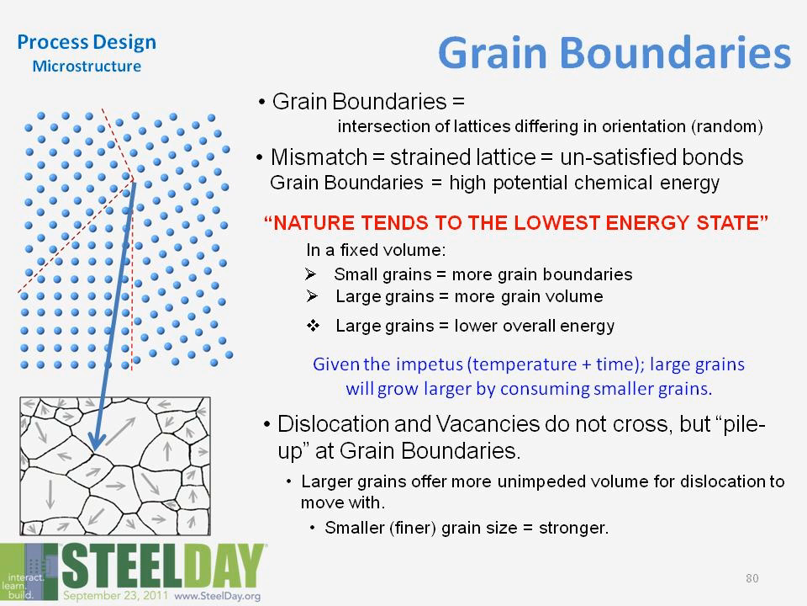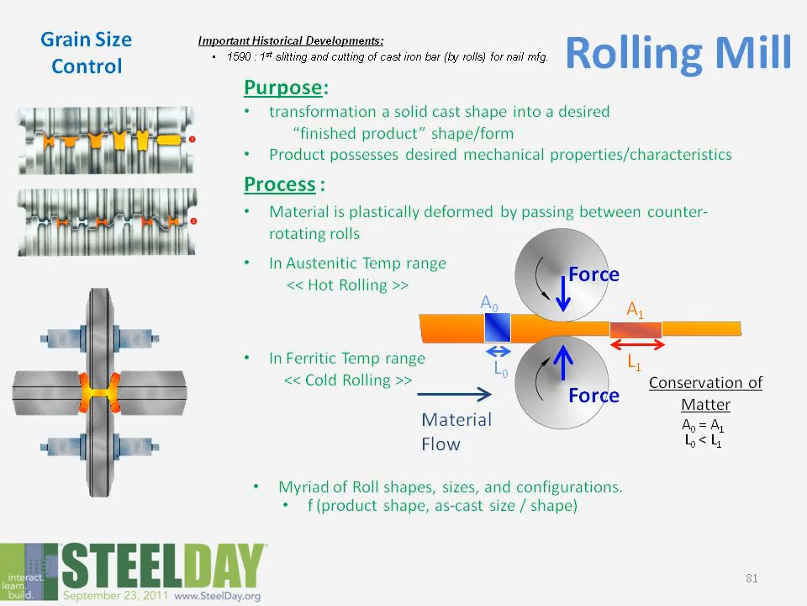Now, the important thing to recognize is dislocations and vacancies do not cross grain boundaries, but they pile up there. So essentially, if I have a finer grain size, I end up with a stronger steel. Well, how do I get a fine grain size? Grain size really comes through the rolling process.